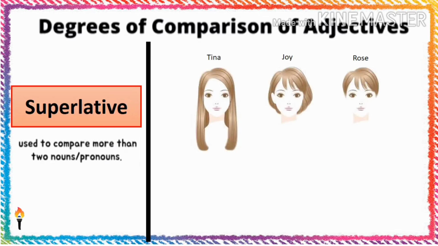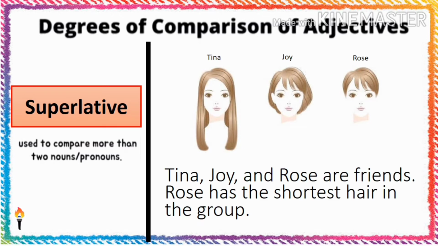Now in our example, we have Tina, Joy, and Rose. Tina, Joy, and Rose are friends. Rose has the shortest hair in the group. Now what are the nouns being compared? Rose is being compared to the other girls in the group. Okay, what is the word used to compare them? Okay, we have the word shortest. Shortest is an adjective in the superlative degree because it is used to compare more than two nouns.